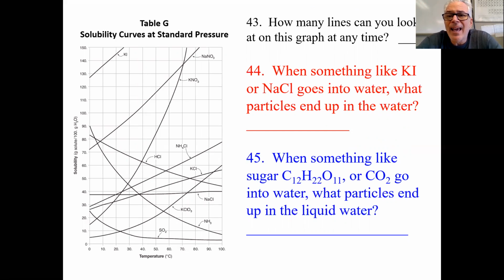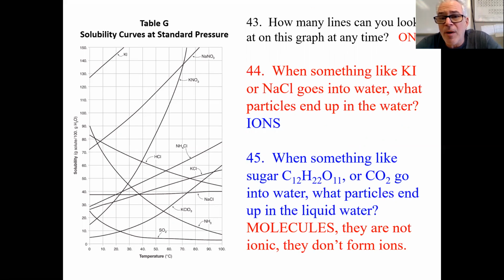When something like KI or NaCl, potassium iodide or sodium chloride, goes into water, what particles end up in the water? You shake some salt from your salt shaker, NaCl. What particles end up in the water? Sodium chloride particles? No such thing. They turn into sodium ions and chloride ions. When an ionic compound dissolves in water, it comes apart into loose ions.